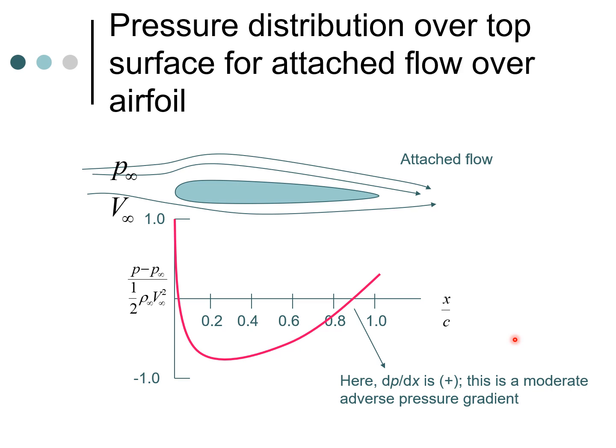What we will see later is that when there is separated flow, this pressure distribution is going to change dramatically and become quite different, and that is going to be the cause of the large increase in the pressure drag.